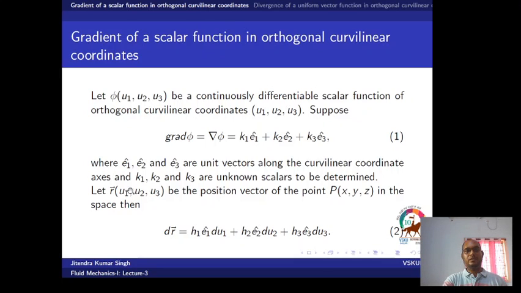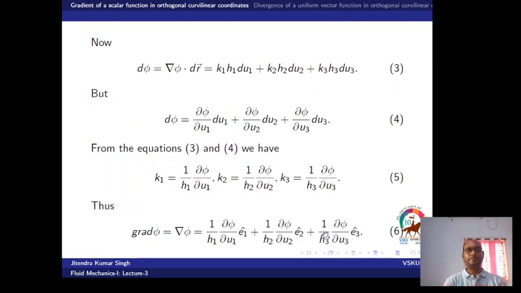Suppose R is the position vector of a point P in space. Then dr we can write as dou r by dou u1 du1 plus dou r by dou u2 du2 plus dou r by dou u3 du3. Here dou r by dou u1 we write as h1 e1, dou r by dou u2 as h2 e2, and dou r by dou u3 as h3 e3. Therefore dr is equal to h1 unit vector e1 du1 plus h2 unit vector e2 du2 plus h3 unit vector e3 du3.